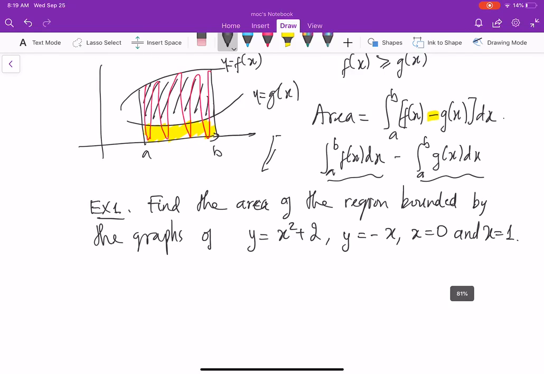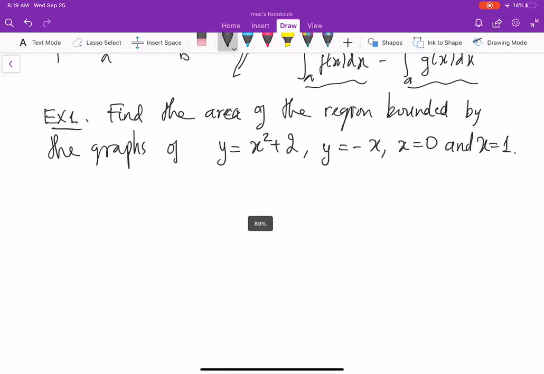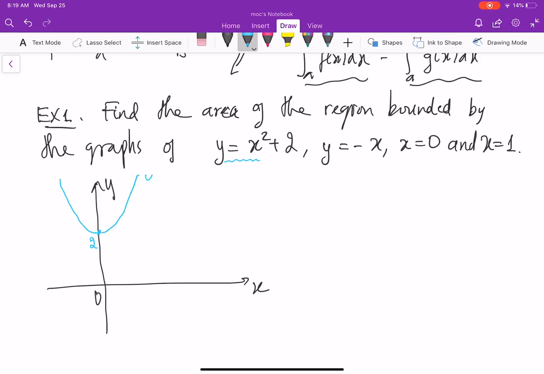Okay, so now we have to make sure about the graphs of those functions first, and we will see how to find the area, right? Let's graph them. x, y, o. So the graph of y equal to x squared plus 2. What's that? That is the graph of y equal to x squared moved up 2 units, right? So I have 2 here, and the graph looks like this. That is y equal to x squared plus 2. And then y equal to negative x. Where's that? y equal to negative x is this.